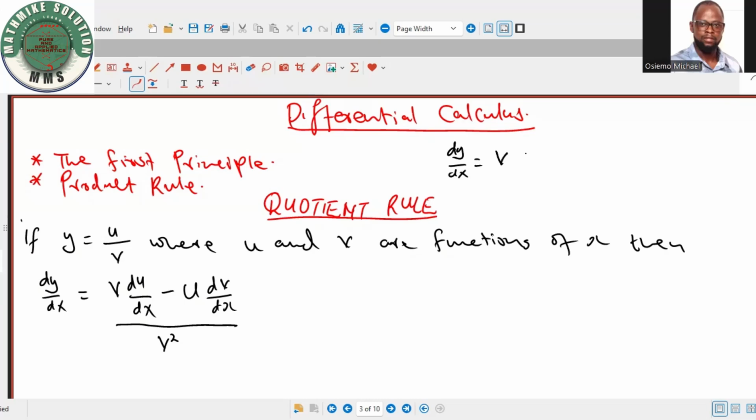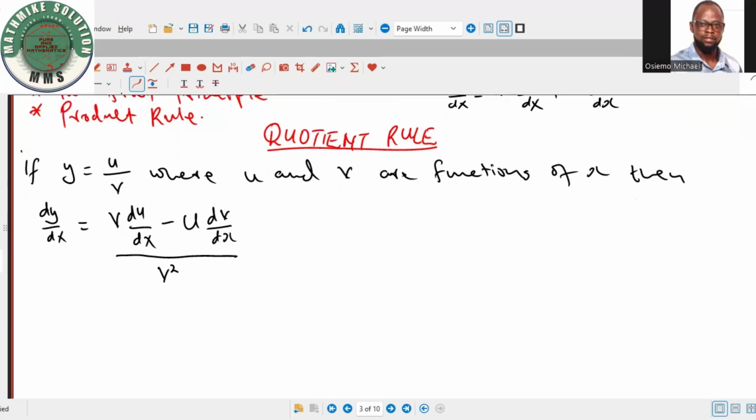It was equal to v du dx plus u dv dx. So if you compare these two formulas, you will realize that in the product rule it is positive, and in the quotient rule, the numerator has a negative. So it means that if you can understand the product rule, then the quotient rule is also easier to master. So let us look at an example.